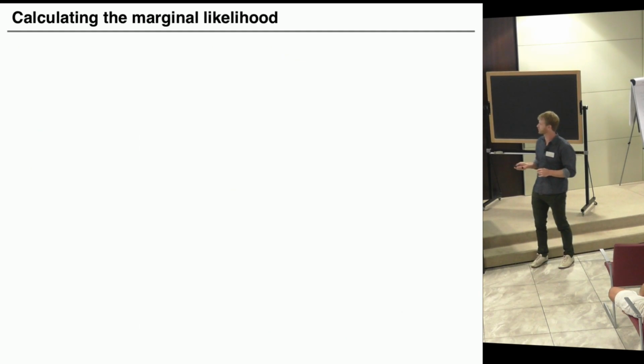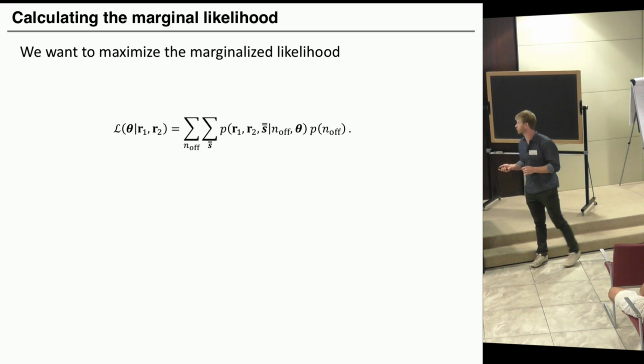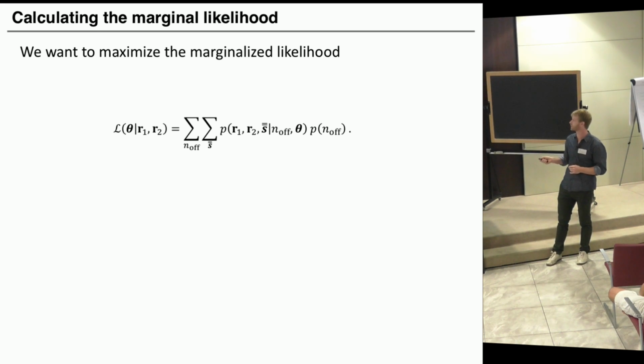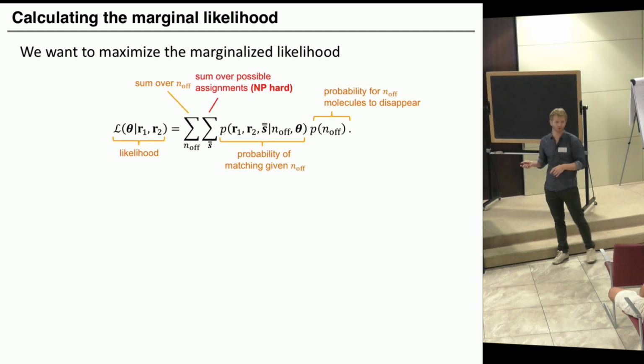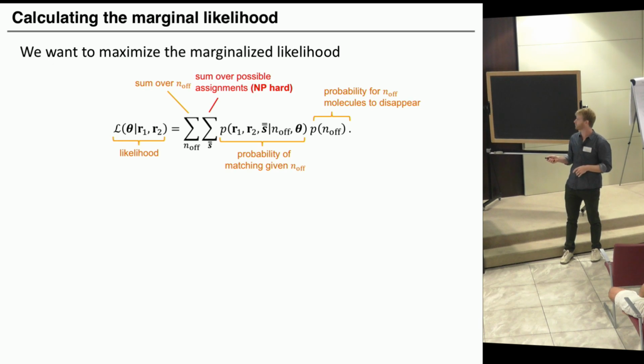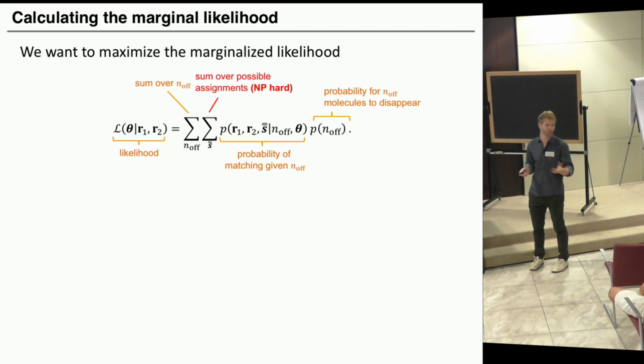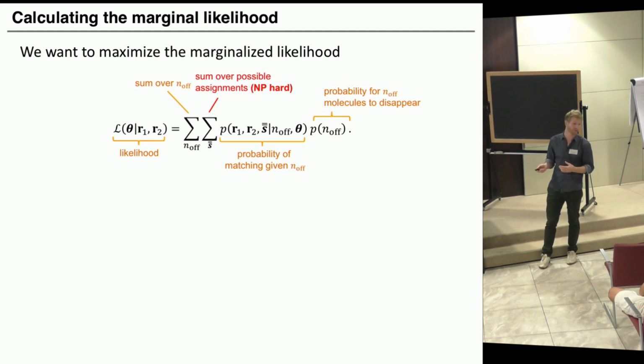So this is the technical part. What we want to do is calculate the full marginal likelihood, instead of just relying on tracking. S here is a given assignment, the tracking. We need to sum over all possible numbers of particles that can have appeared and disappeared, and we need to sum over all possible assignments. And this assignment sum is the problem because it is not NP hard, it's #P hard, even worse.